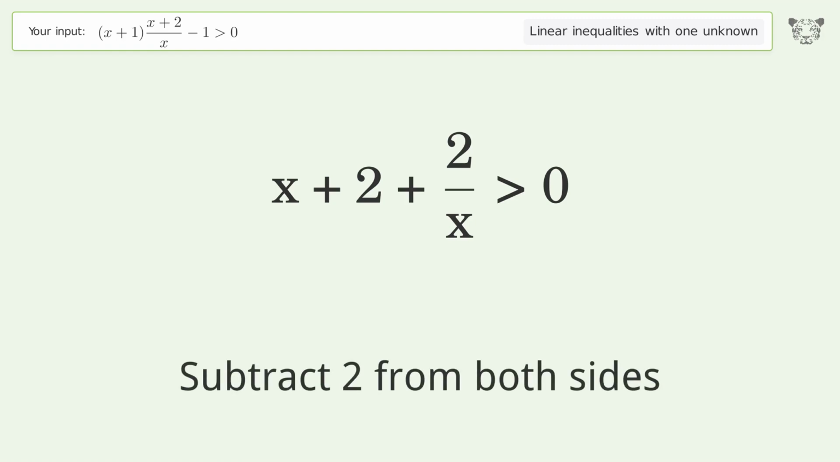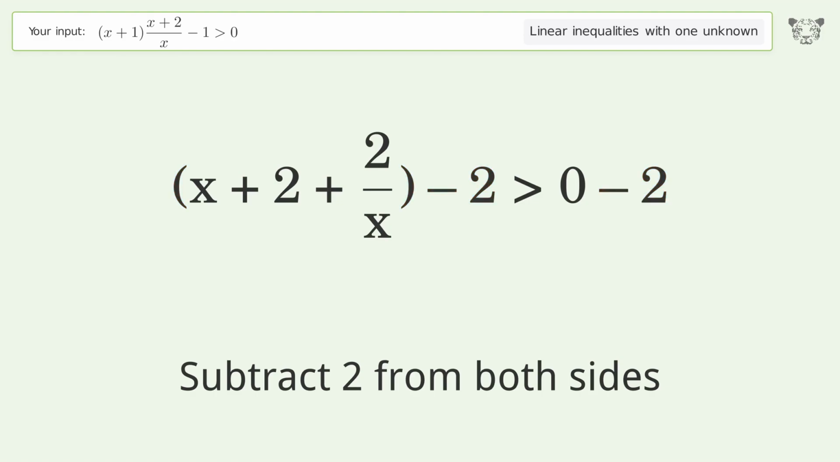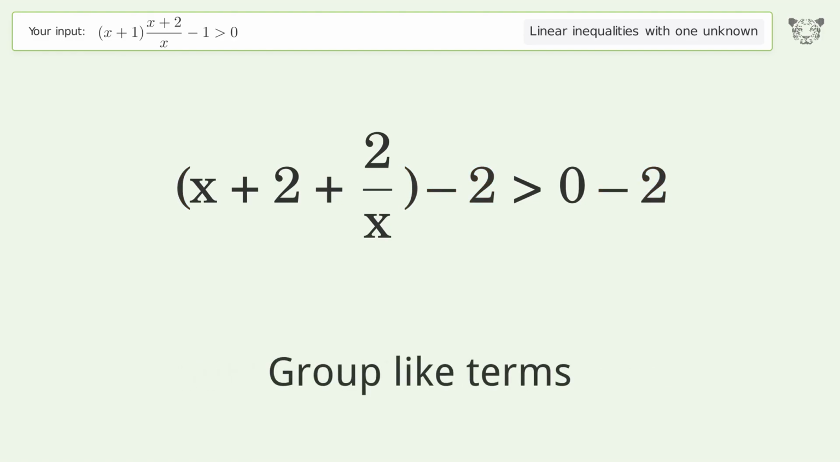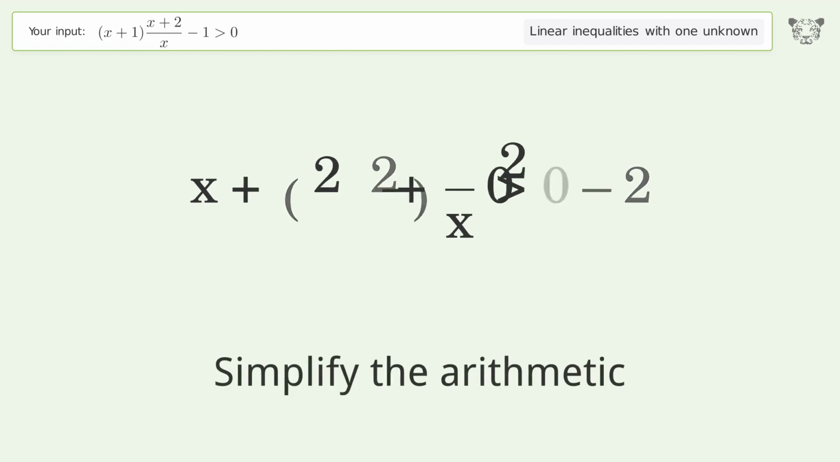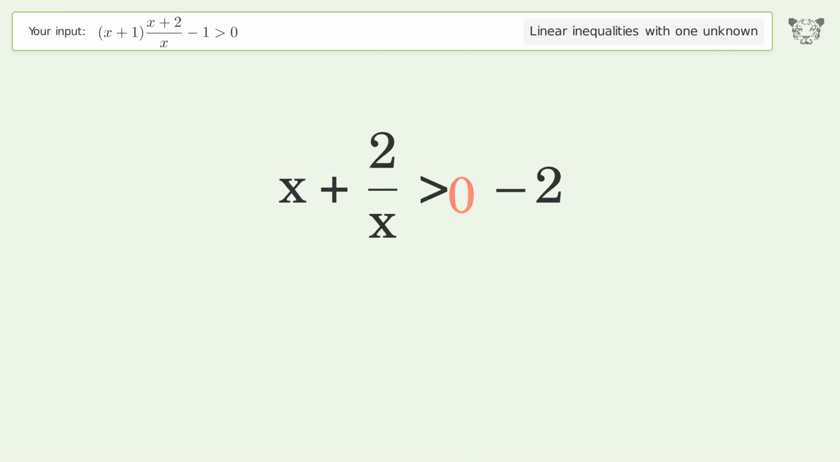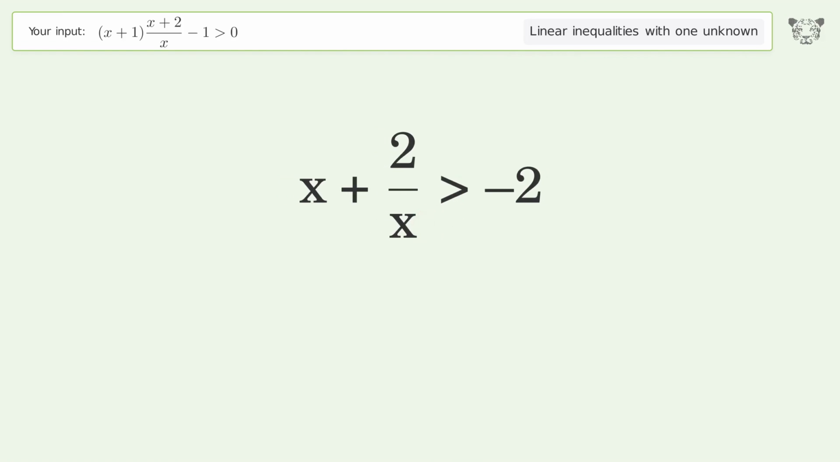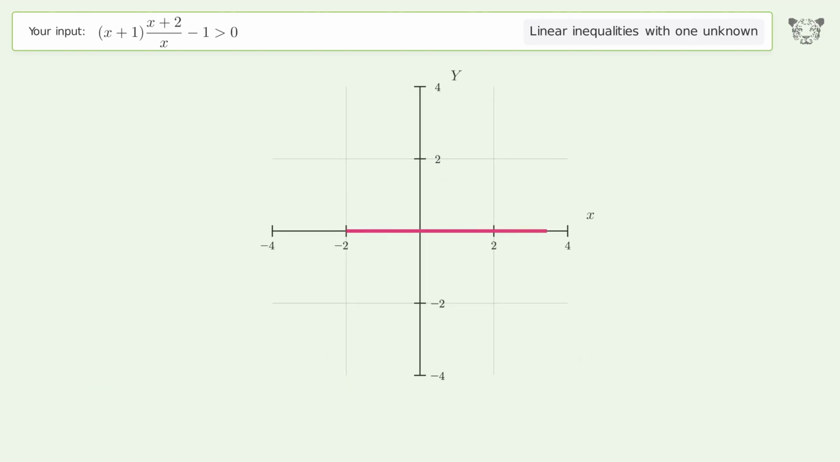Subtract 2 from both sides. Group like terms. Simplify the arithmetic. Plot the solution on a coordinate grid. And so the final result is x plus 2 over x greater than negative 2.